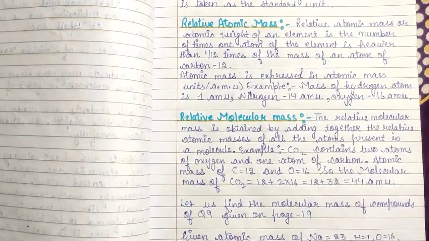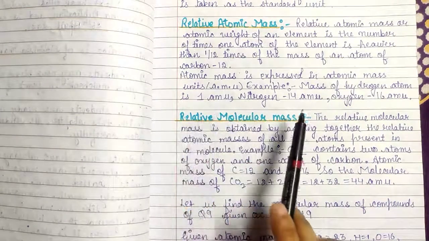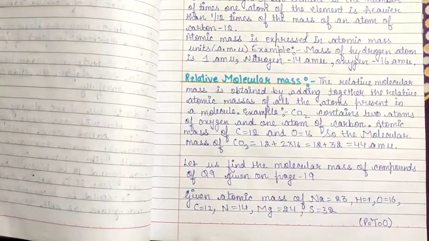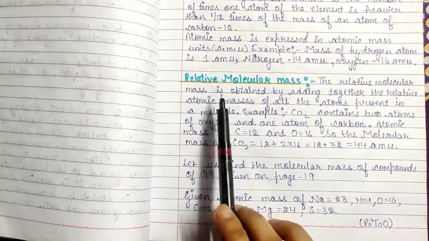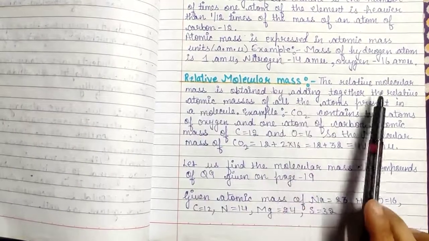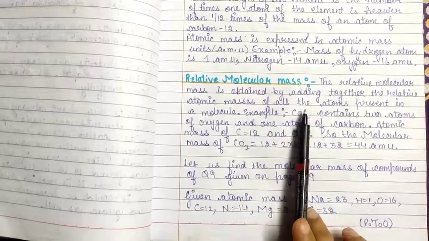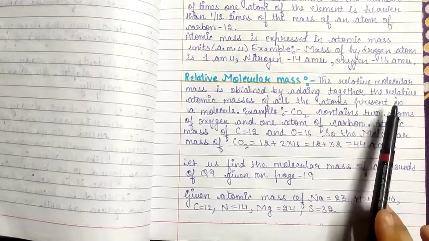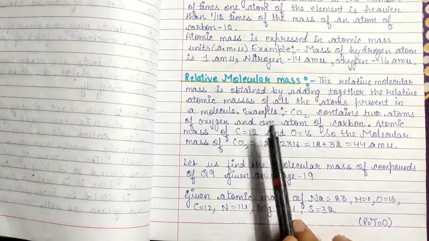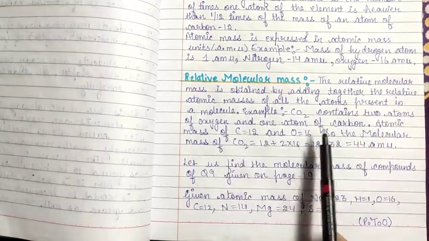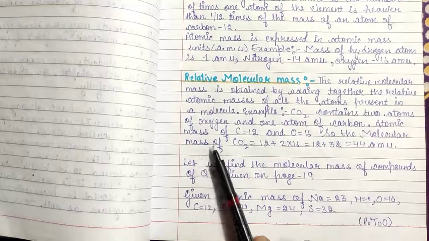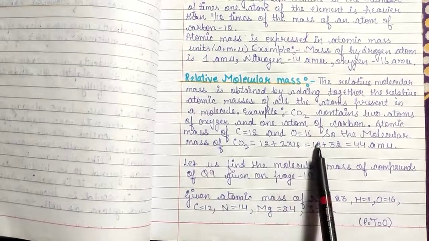Now we will discuss the next term, which is relative molecular mass. What is relative molecular mass? The relative molecular mass is obtained by adding together the relative atomic masses of all the atoms present in a molecule. Example: CO2 contains 2 atoms of oxygen and 1 atom of carbon. So the atomic mass of carbon is 12 and oxygen is 16.